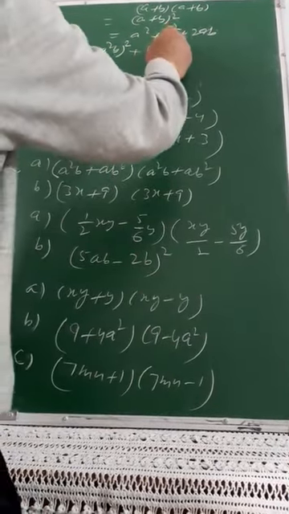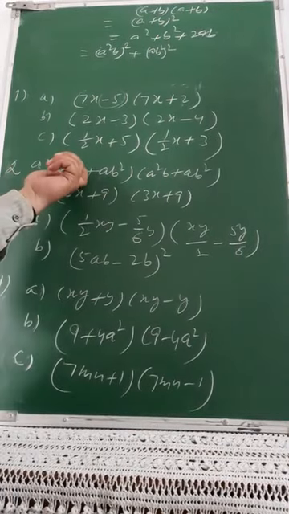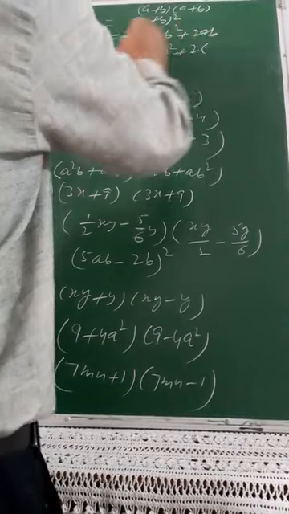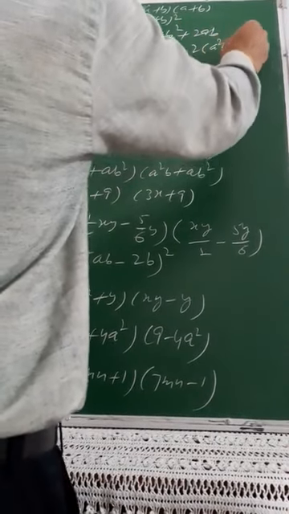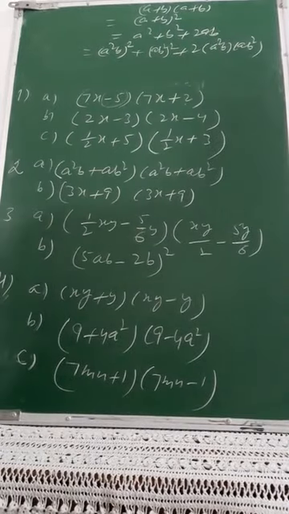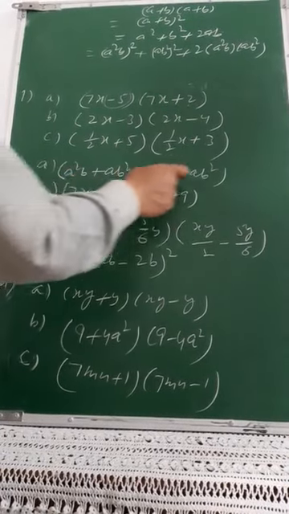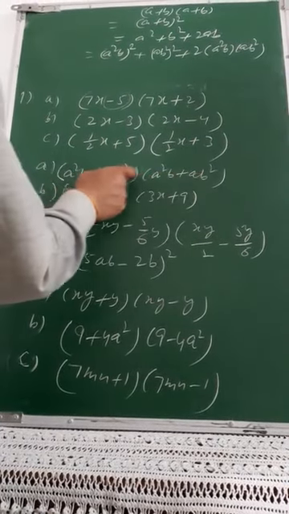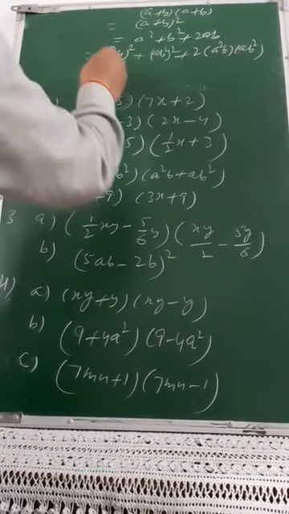So from here you have to identify this is A, this is B. Again plus 2AB, A is what? A square B, and B is what? AB square. So this is very important to identify A and B. It is repeatedly written here. A plus B into A plus B will take you directly to (A plus B) whole square.